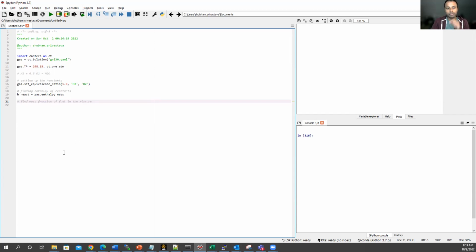So to calculate the mass fraction of the fuel in the mixture, what we need to do is subtract the mass fraction of oxidizer from 1, because the total fraction has to be 1. If we subtract the mass fraction of oxidizer from 1, the remaining fraction will be the mass fraction of fuel. So here we will write fuel mass fraction is equal to 1 minus gas. In this case, oxidizer is O2, so gas.O2, Y0. In this gas mixture, we are looking for the mass fraction of oxygen, which is the oxidizer, and we're subtracting all of this mass fraction of oxidizer from 1. So this will be the fuel mass fraction.